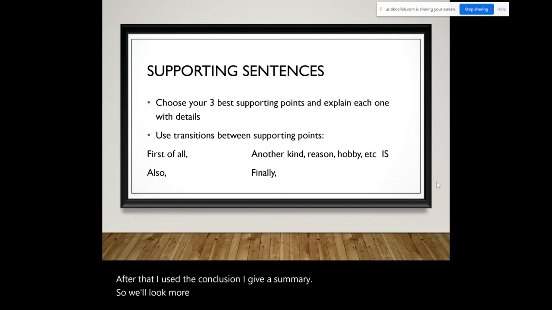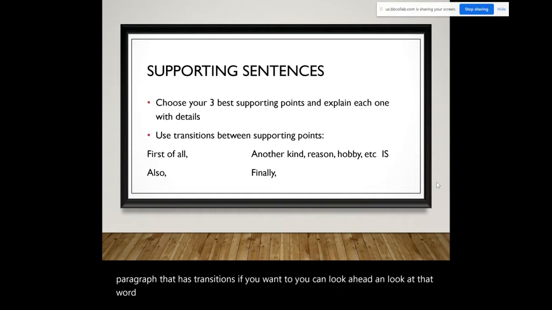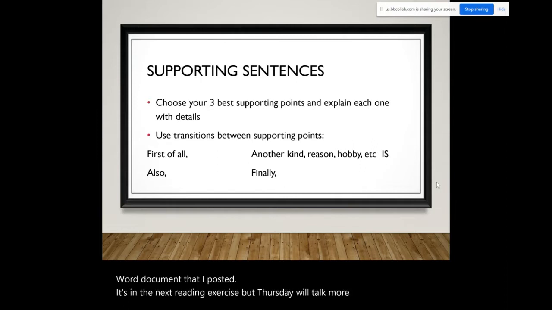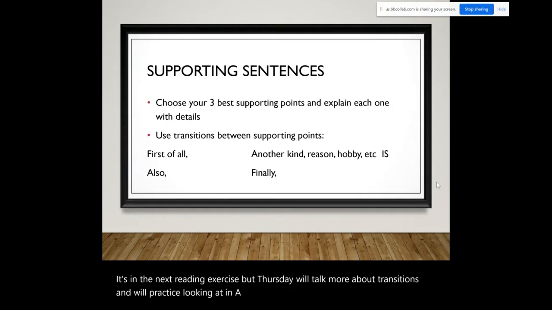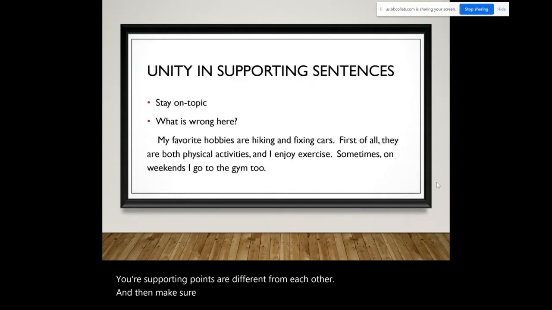I'm going to give you an example of a paragraph that has transitions. If you want to, you can look ahead and look at that Word document that I posted. It's in the next reading exercise, but Thursday we'll talk more about transitions and we'll practice looking at that in a paragraph. But today I just want you to see in general, make sure your supporting points are different from each other, and then make sure you have a few transitions in your paragraph.